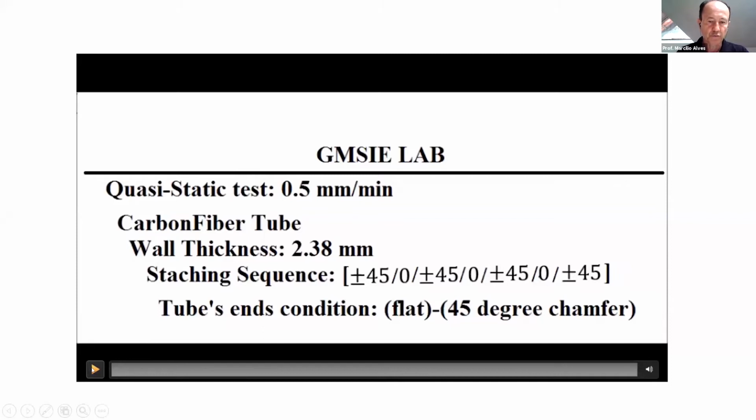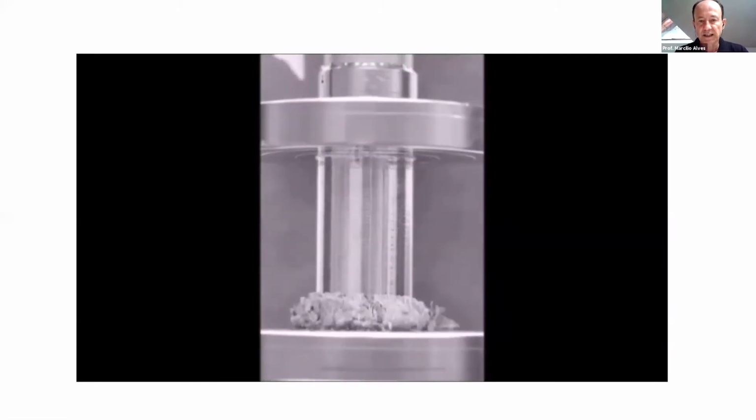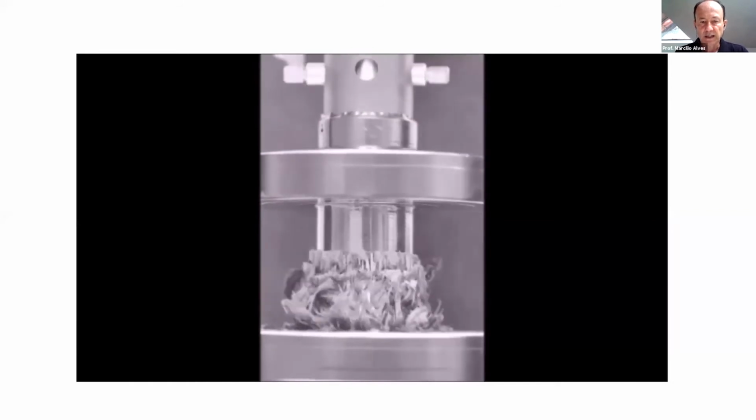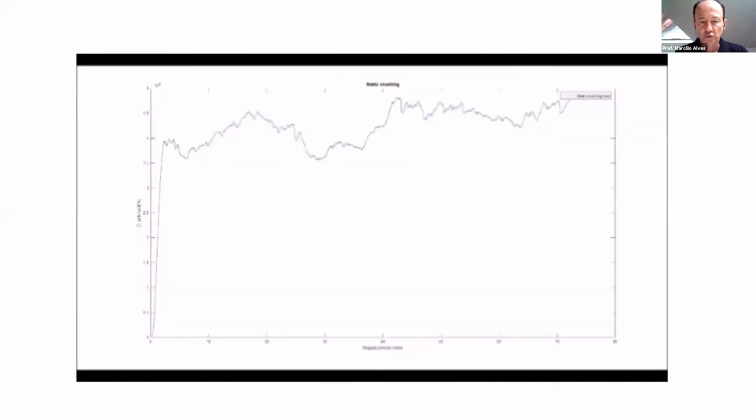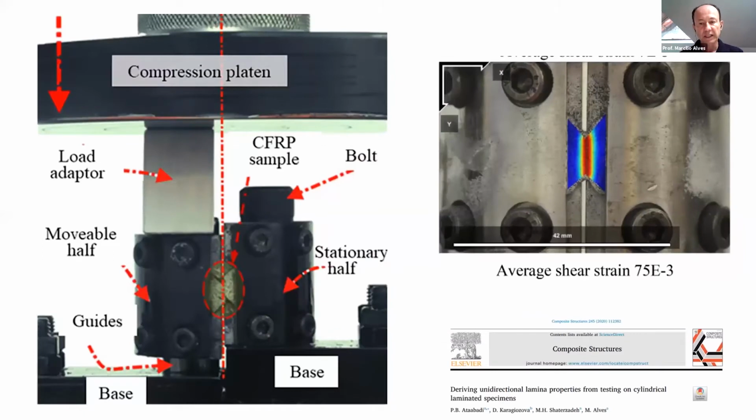We can do also, as we did, for composites. This is a quasi-static test, but we also did dynamic testing in fiber metal laminates and on the composites, carbon fiber composite tubes. And also these required material tests on these composites.